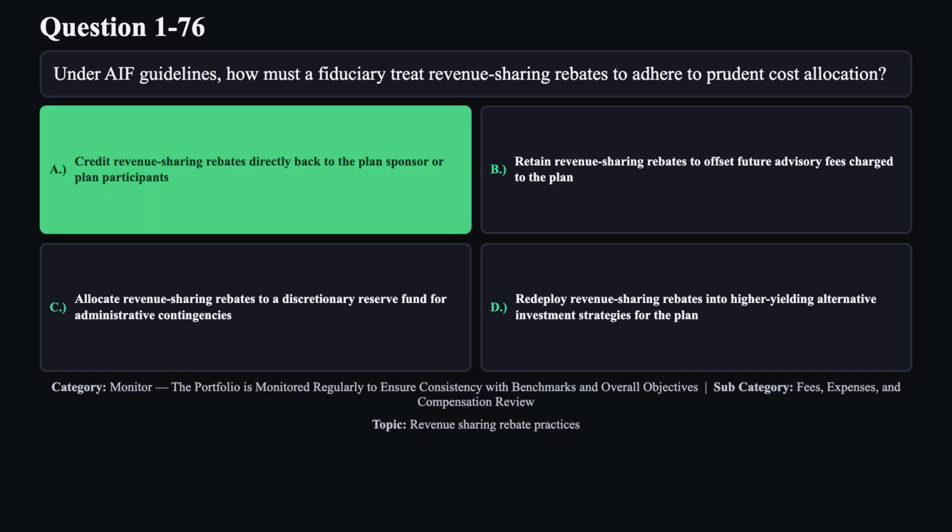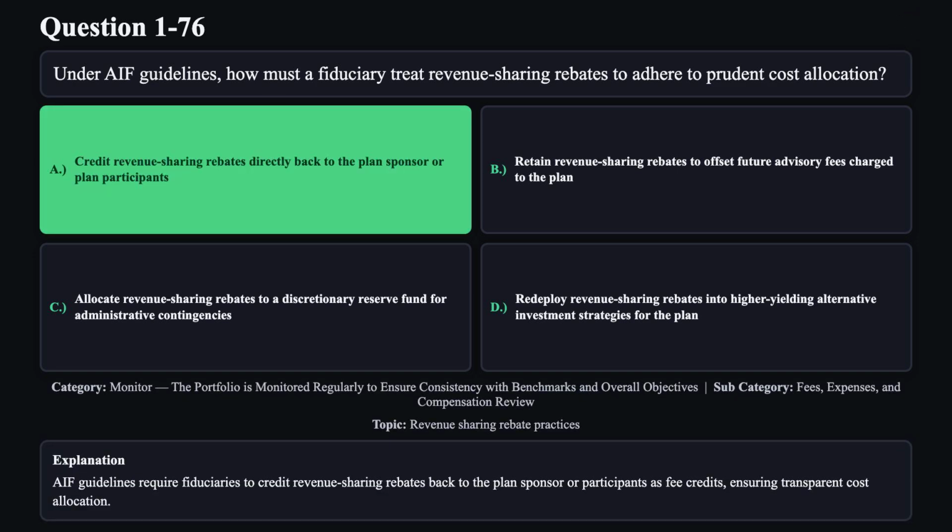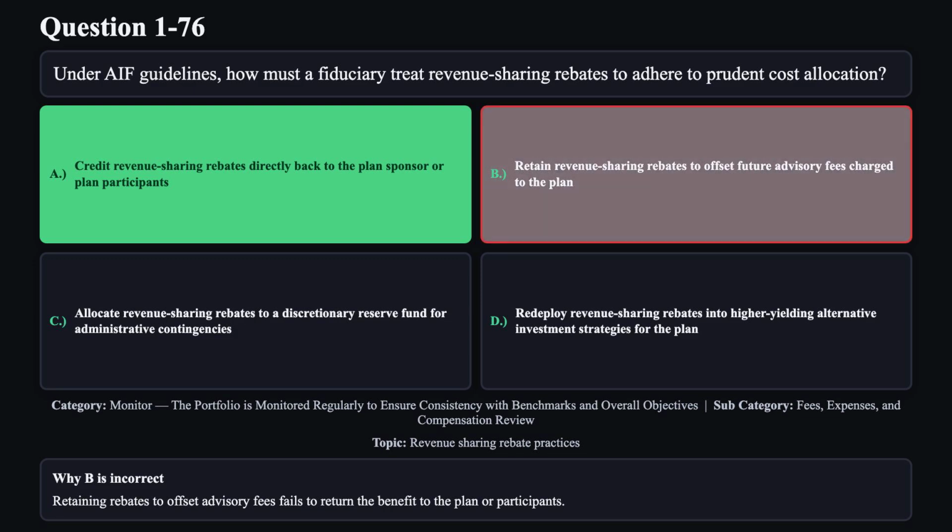The correct answer is A. AIF guidelines require fiduciaries to credit revenue-sharing rebates back to the plan sponsor or participants as fee credits, ensuring transparent cost allocation. Reason B is not correct.